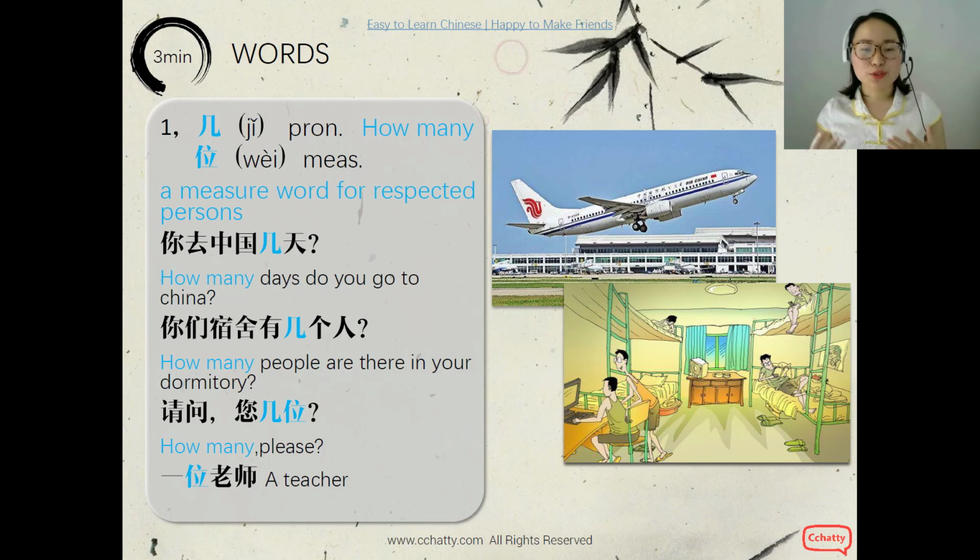And the last is how we use 位: the number, 位, and the noun. One teacher, 一位老师. So this is how we use 几 and 位.